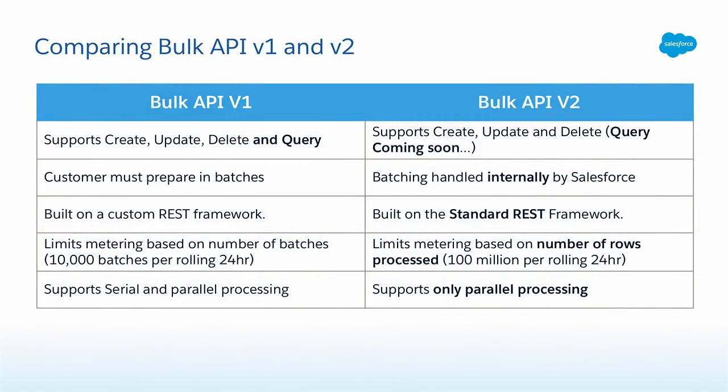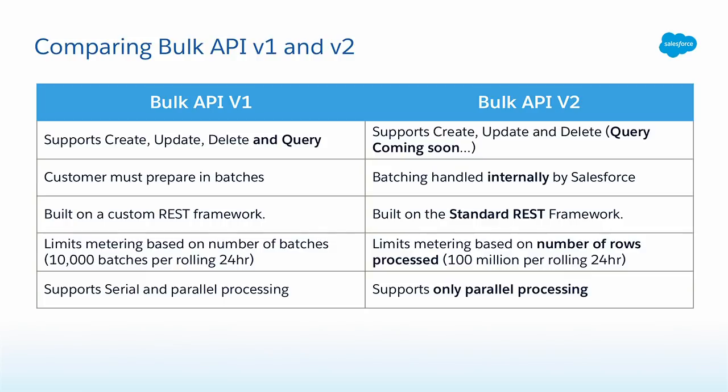And here we cover some of the differences between version 1 and version 2, because it would be a little bit difficult to get everything from that previous slide. So the biggest difference that we have with today's versions of Bulk v1 and Bulk v2 is that Bulk v1 supports create, update, delete, and query, but Bulk version 2 currently only supports create, update, and delete. There is no query capability within Bulk v2 today.